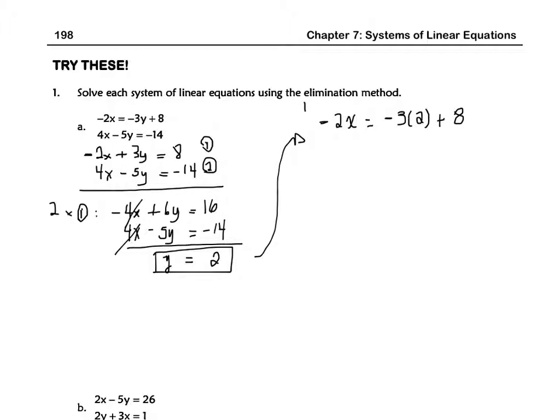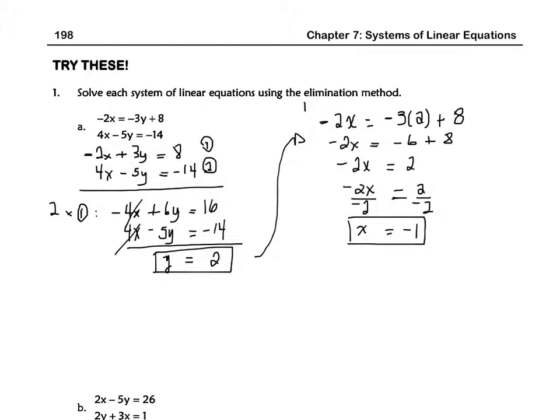So that's going to be negative 2x equals negative 6 plus 8, which is going to give you negative 2x is 2. And then you want to divide out the coefficient of your x term. And that's going to give you x is negative 1. And a quick check. We go back to the original equations. Negative 2 times negative 1 is positive 2. And then the other side would be negative 3 times 2 is negative 6 plus 8, which is 2. So the first equation is true when you plug in negative 1 for x and 2 for y.